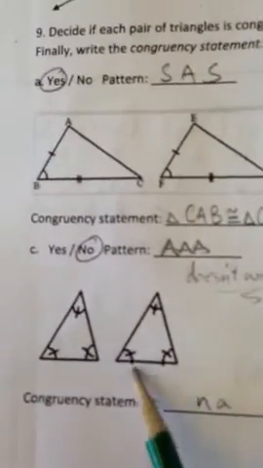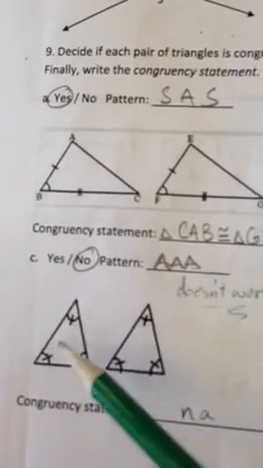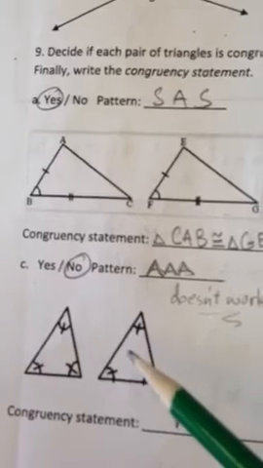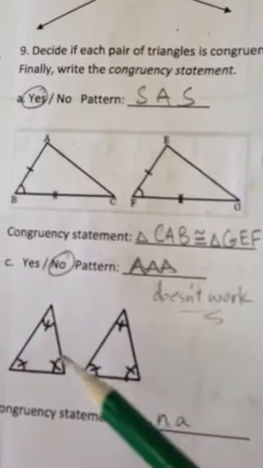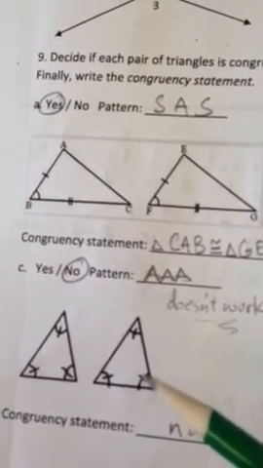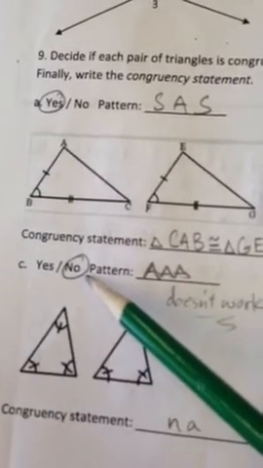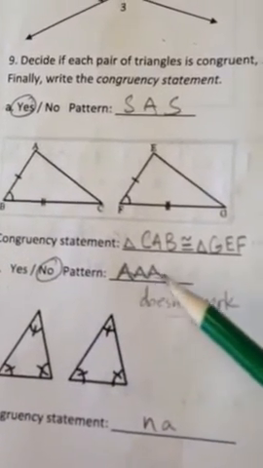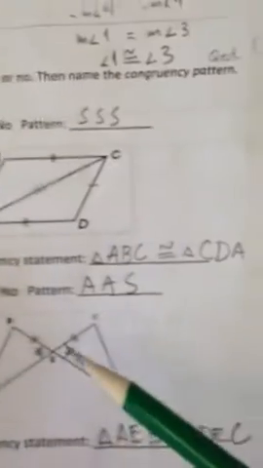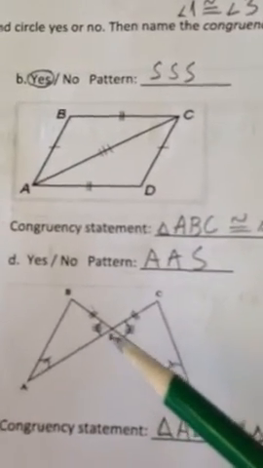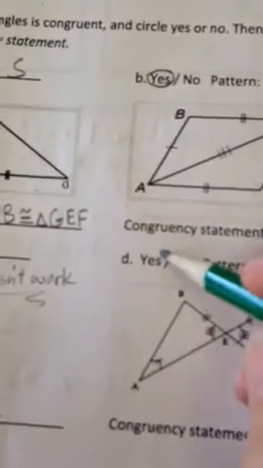Part C, these two triangles show all congruent angles, but that doesn't mean they are the same size. They are the same shape, but not necessarily the same size, so we'd have to say no, they are not congruent. Angle, angle, angle doesn't work. Part D, we do have congruent triangles, so we forgot to circle the yes there.